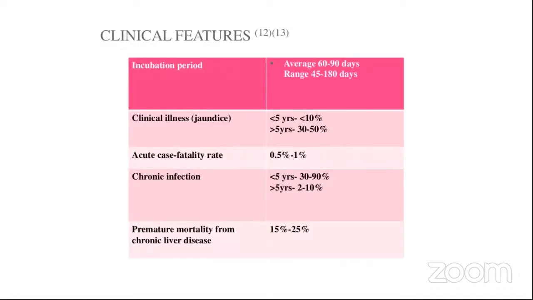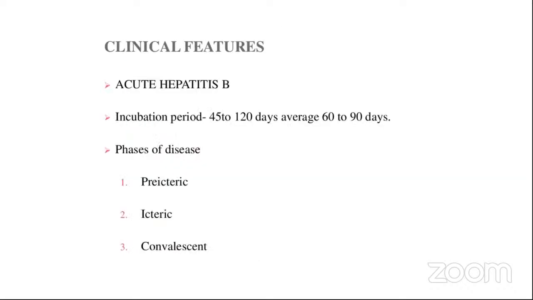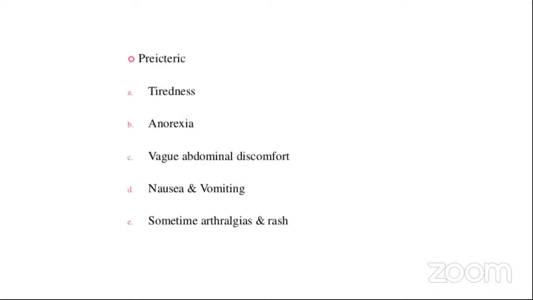So this is the incubation period, the average days, and this is the range which is given. I will not explain it in detail. The incubation period for hepatitis B is 45 to 120 days, and there are three important phases: pre-icteric, icteric, and convalescent.